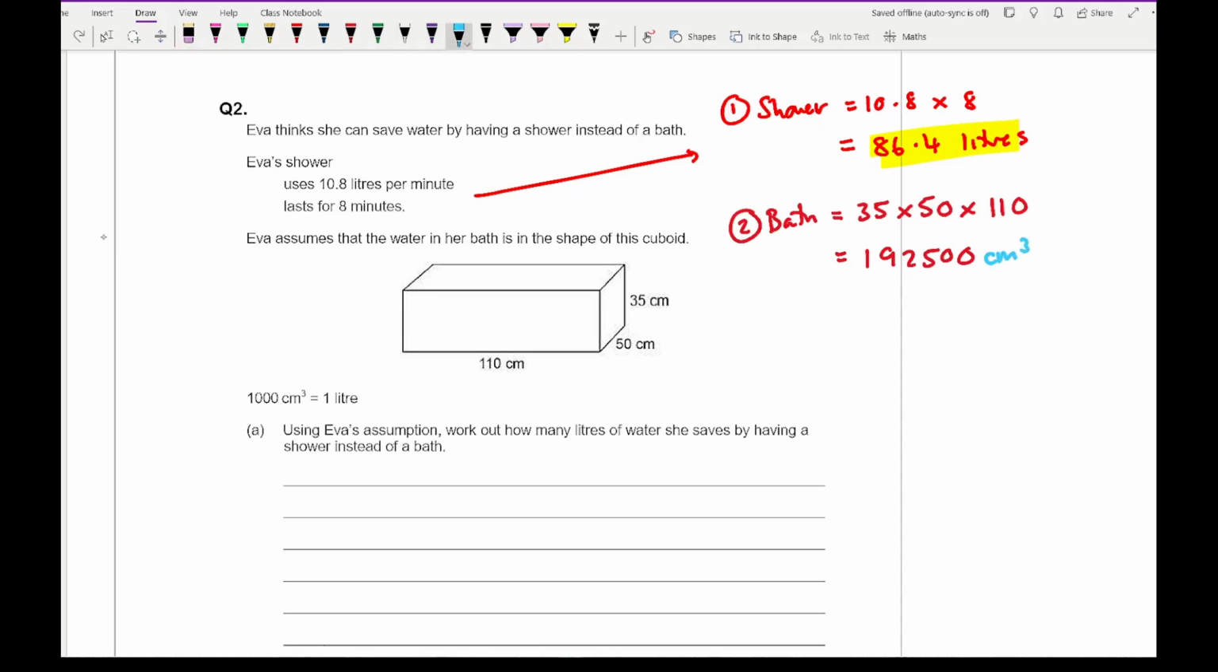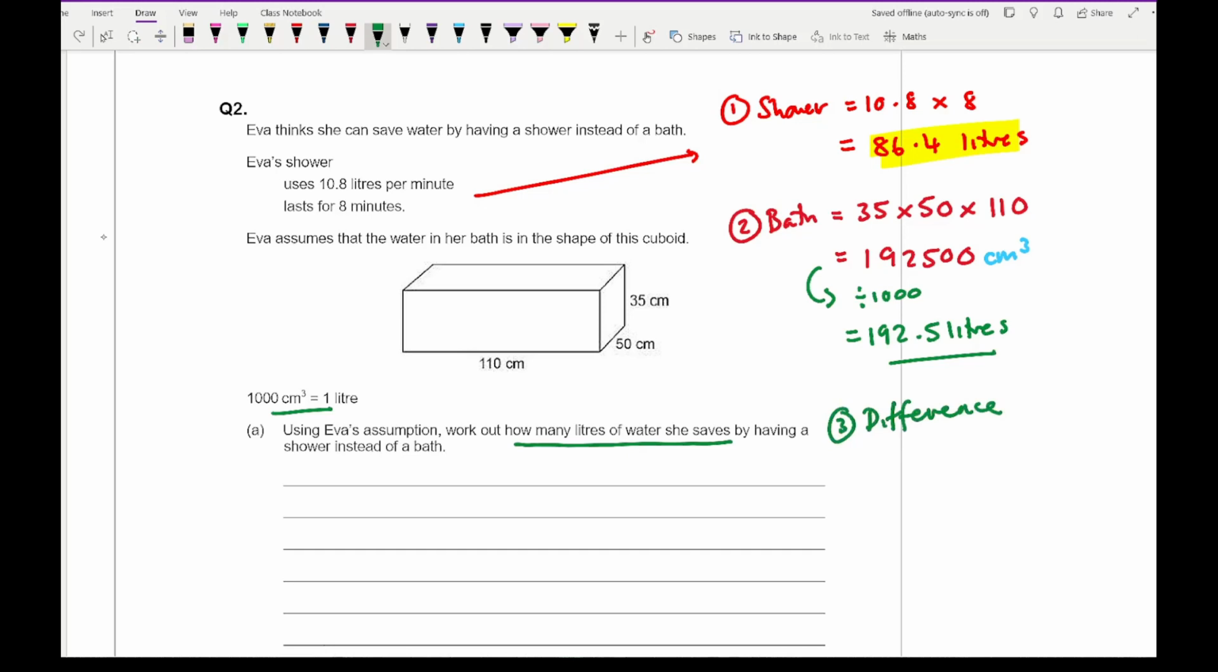So what I then need to do is convert this into litres, and I do that by using this conversion here. So if I divide by 1000, I'm going to get 192.5 litres. So as you can see, she's definitely using less water if she has a shower than if she has a bath. But the question is asking for us to see how many litres of water she saves. So I need to work out the difference between the two amounts.